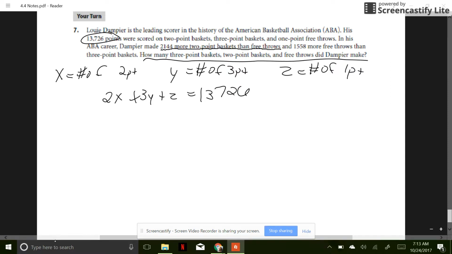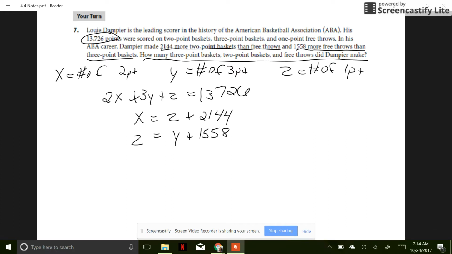In his career, he made 2,144 more 2-point baskets than free throws. So that means his number of 2-point baskets, that's X, should be his number of free throws, that's Z, plus 2,144. And 1,558 more free throws than 3-point baskets. So that means his number of free throws, that's Z, should be equal to 3-point baskets, that's Y, plus 1,558. Now from here, you could solve this pretty easily by substitution.